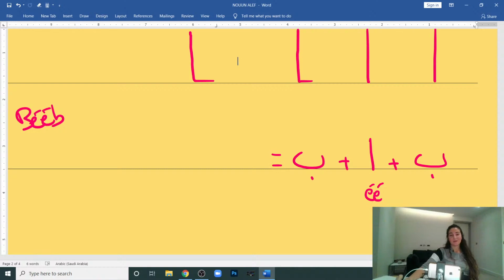I have the initial form of the ba, that's the initial form. When I say initial, it means when it comes at the beginning of the word. Plus, you have the middle form of the alif, which looks like this. Plus, you have the final form of the ba, which looks like this. So now, when I come to join them, it will be ba. I'm removing my hand, but you shouldn't remove your hand, okay? Ba, just to show you, I'm removing my hand. Ba, and then a, and then ba.